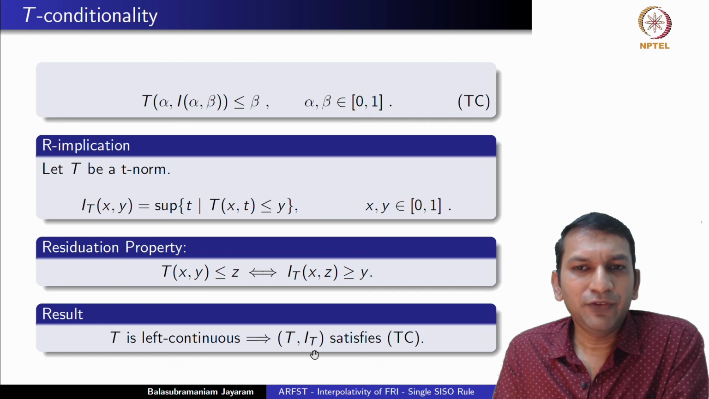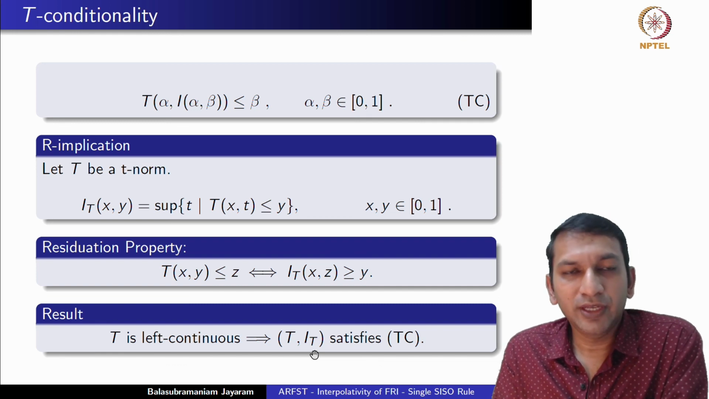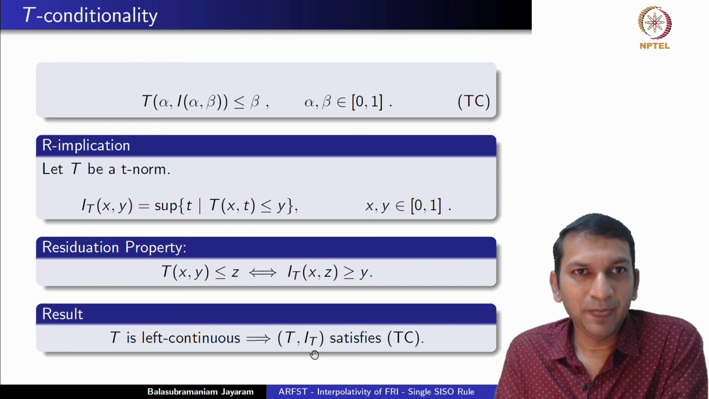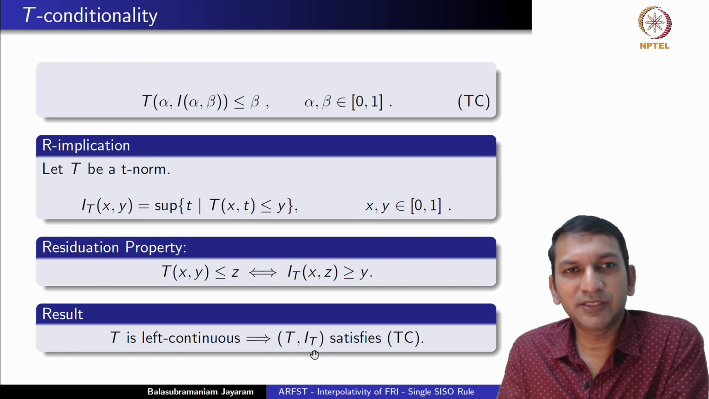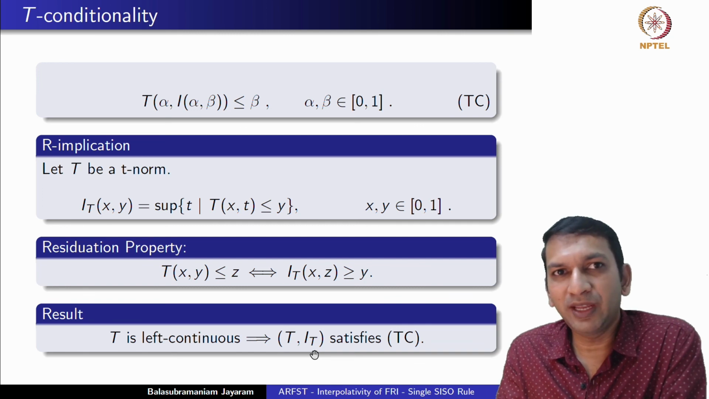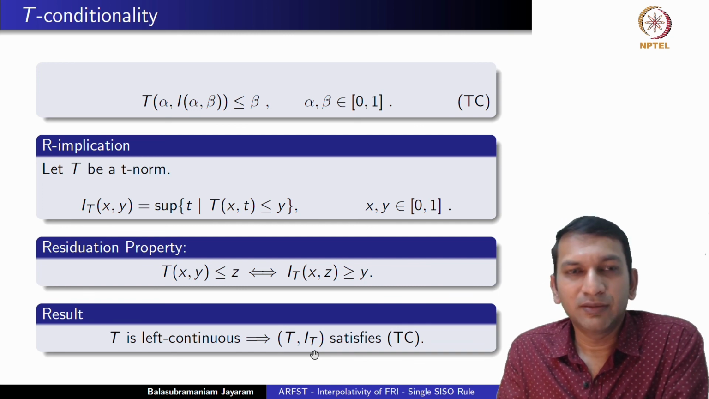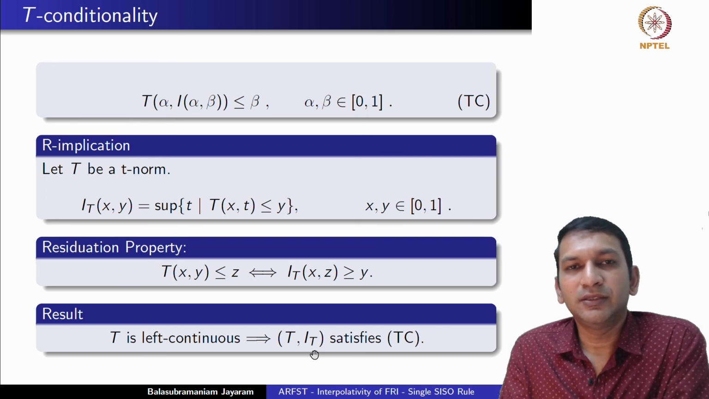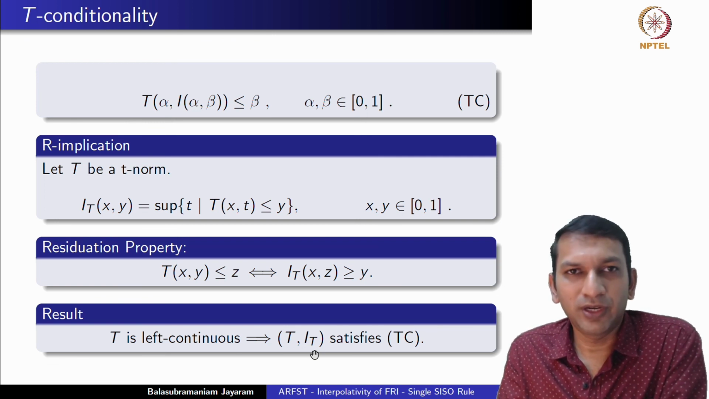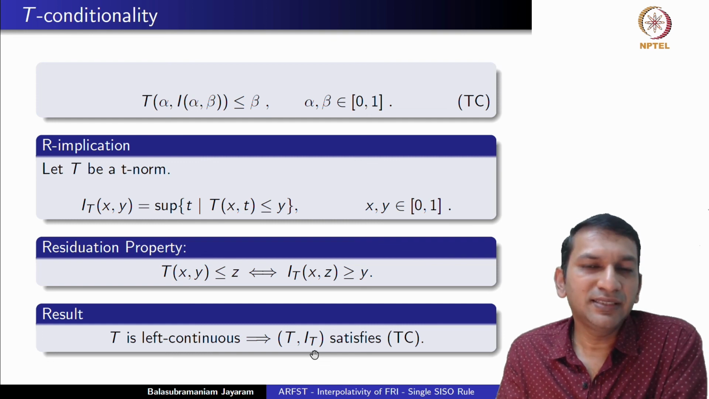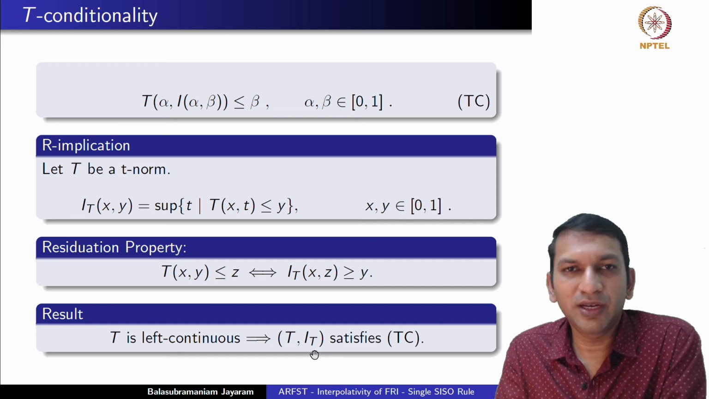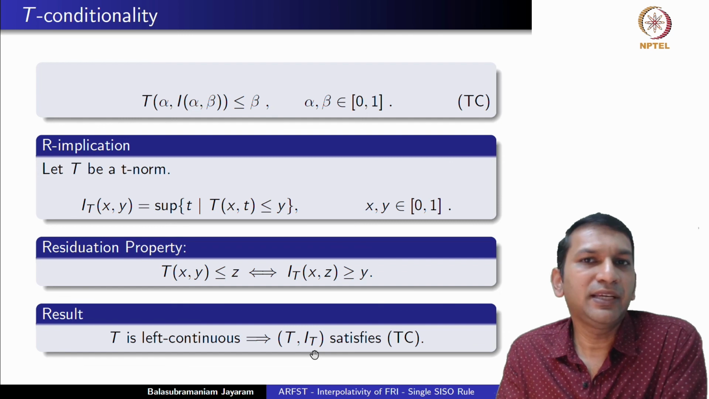Well, so if you use a left continuous T-norm in the composition of CRI and use the residual implication for F, that is to obtain the relation from the rule A implies B, then we see that CRI is in fact interpolative when the antecedent A is normal, because F already has the neutrality property, and T-conditionality will be satisfied by the pair T comma IT.